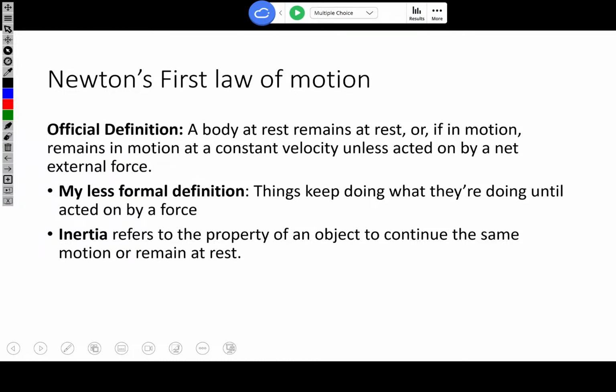He's the one that came up with this. So this is the formal kind of wording: a body at rest remains at rest, or if in motion, remains in motion at a constant velocity, unless acted on by a net external force. It's a bunch of words that say that things keep doing what they're doing. Everything on my desk up here will be on my desk unless someone moves it. It's magical to kids. They close their eyes and you move away and they think you disappeared. No, you just moved. You had a force acting upon you. It's something you've experienced all the time.